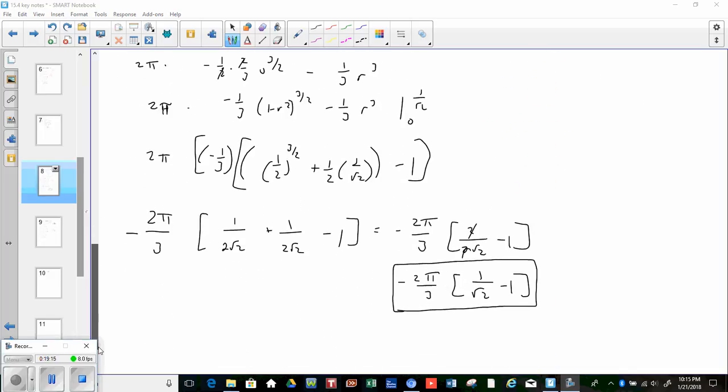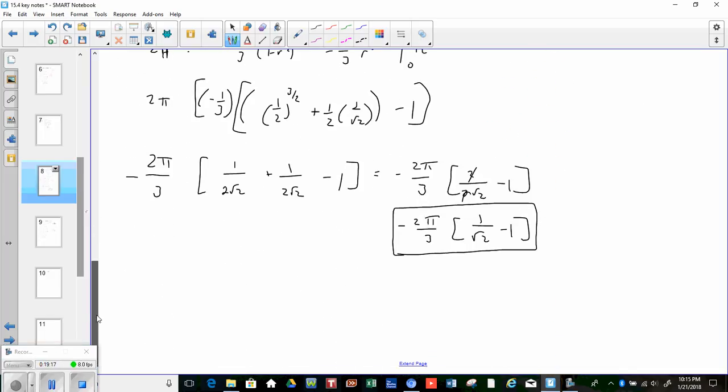And you might look at this and think to yourself, well, wait a minute, that's going to give you a negative volume. It's not, because 1 over root 2 minus 1 is also negative. So these two negatives will multiply together and give you a positive. All right.